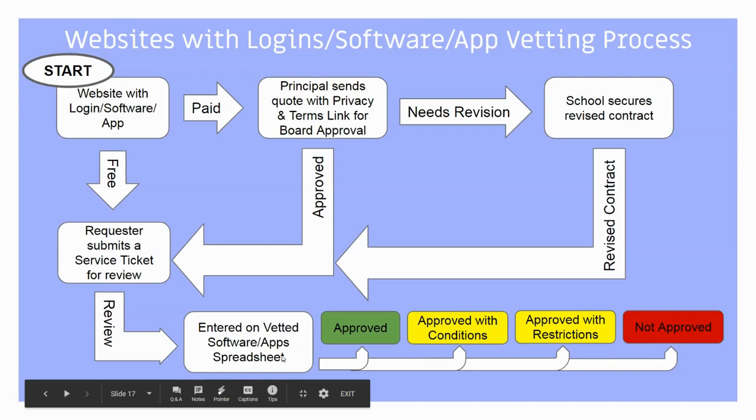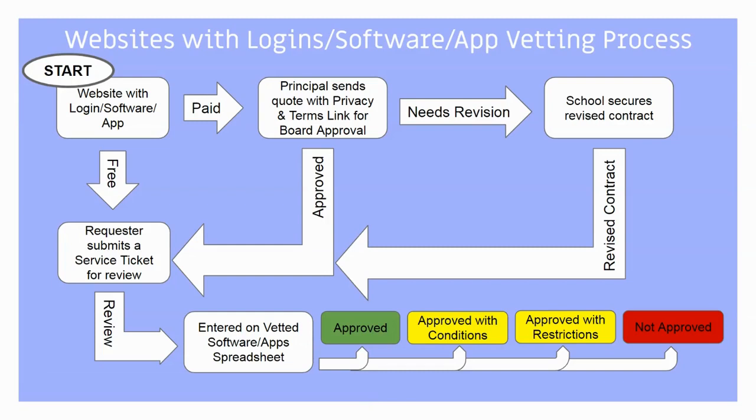Once I've entered that on the spreadsheet, it then is populated onto the website that you saw for the student AUP. This is how we make sure that we have parental consent for those items that require parental consent for under 13 or under 16, whatever the issue may be. So it's very important that we make sure that all of these are on that list, and going through this process ensures that.